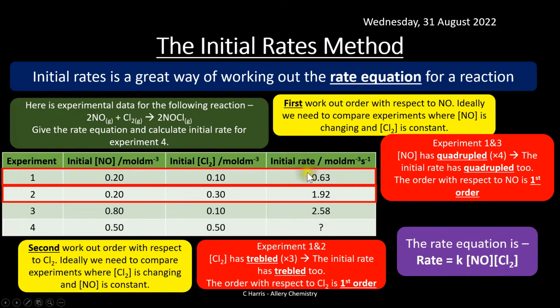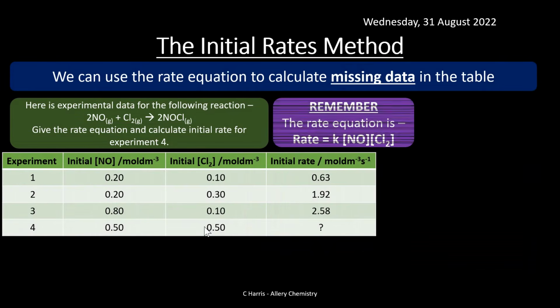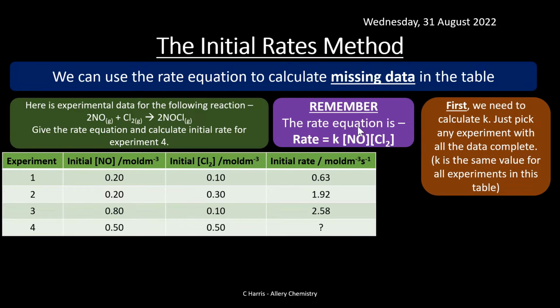Now, clearly, we want to work out what the initial rate is for experiment 4. For some reason, the data is missing. So you probably might have spotted that we're going to use this rate equation to work out what the rate is for reaction 4. Okay, so let's bring that table back. There's our rate equation there. So really simply, we just need to calculate k. So we need to calculate what this is first.